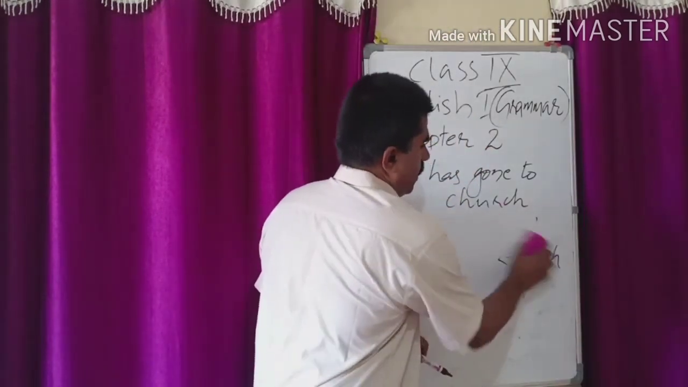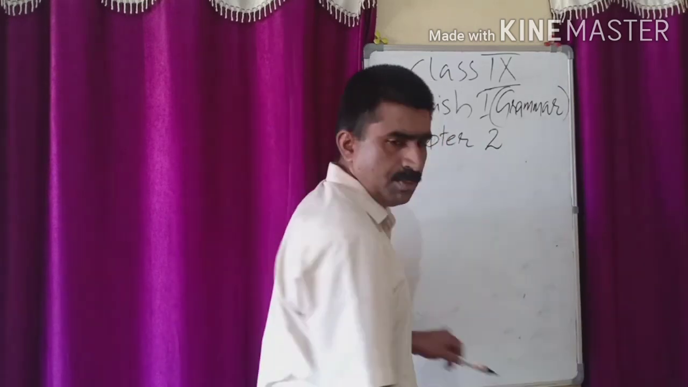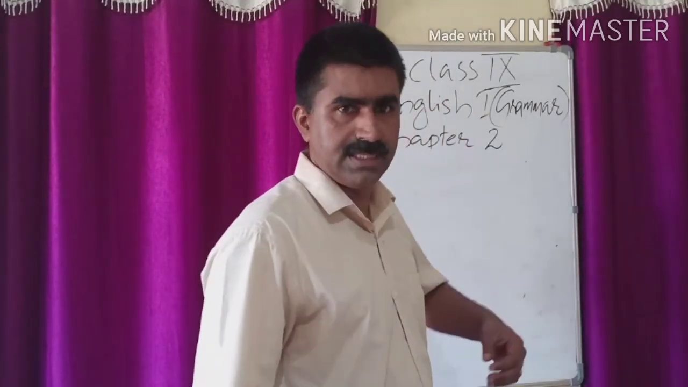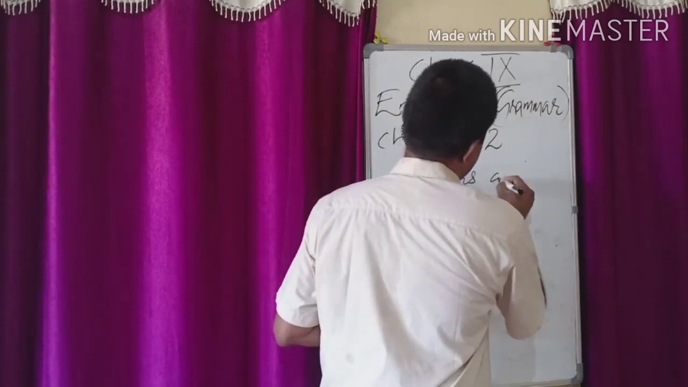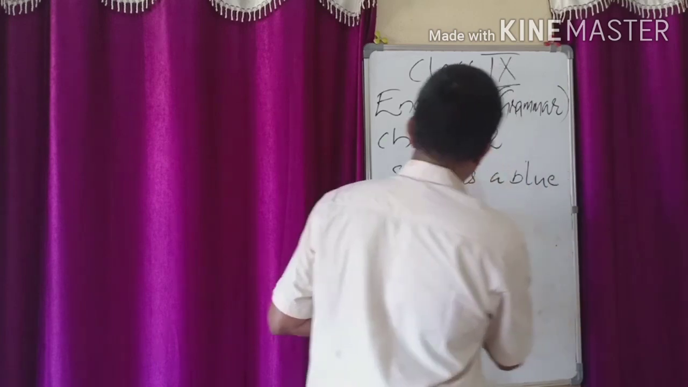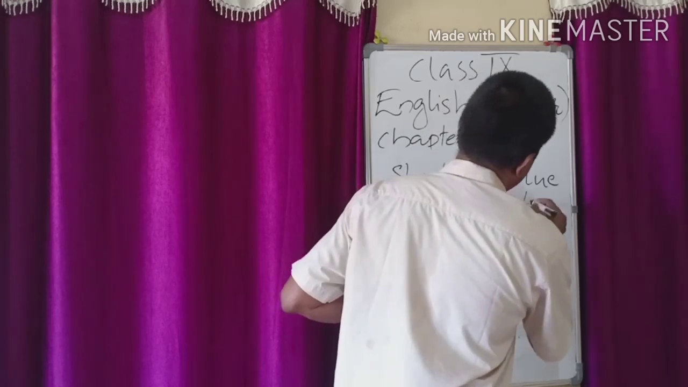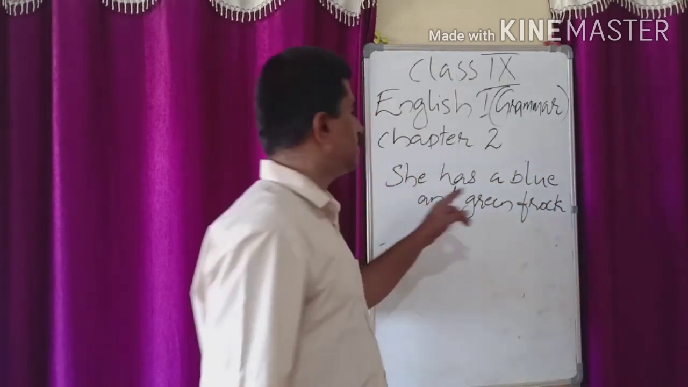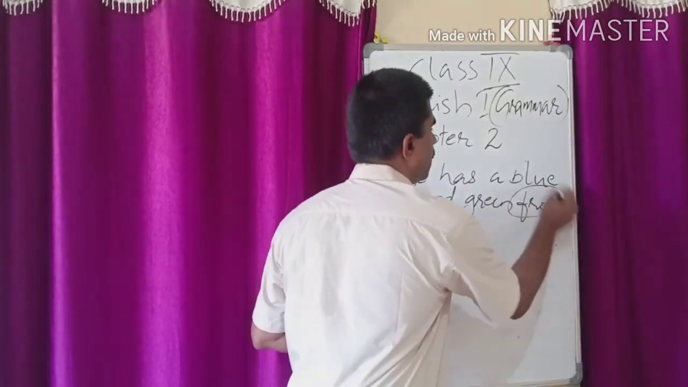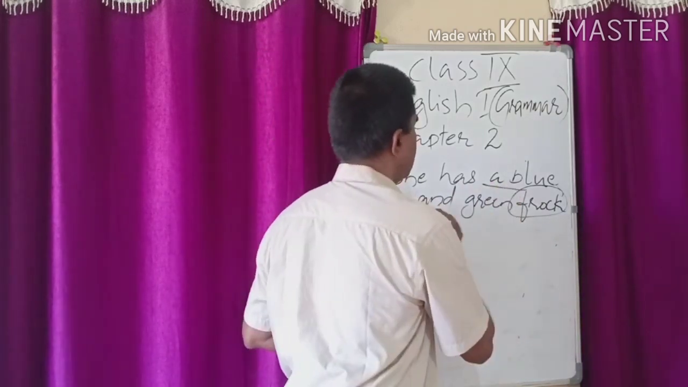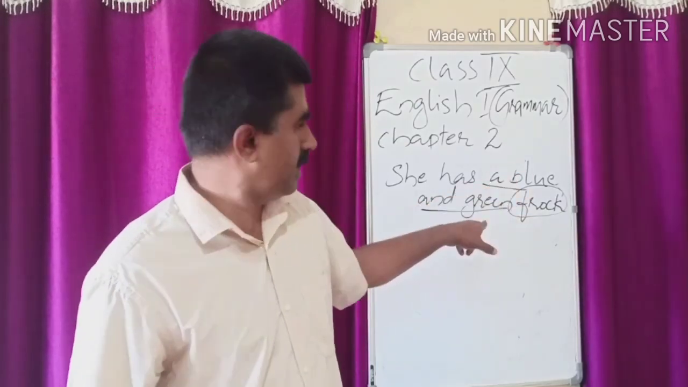Then again, the article has some other purpose also. Let us see this article. Example: she has a blue and green frock. She has a blue and a green frock. This shows she has only one frock and its color is blue and green. So only one frock, the color of that frock is blue and green.